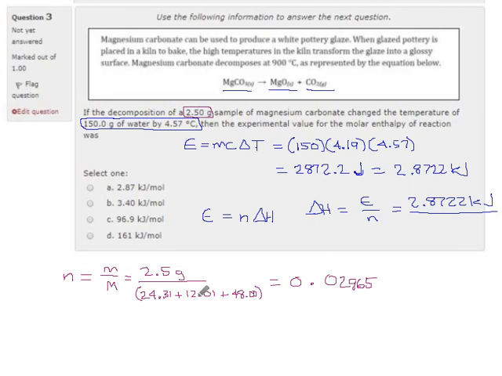So we care about that number of moles because up here we're doing delta H equals energy over number of moles. Here's the energy, and our number of moles we now know is 0.02965. So 2.8722 divided by 0.02965. And from that I get the delta H is 96.9 kilojoules per mole.